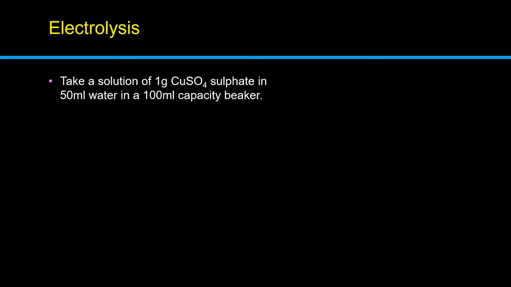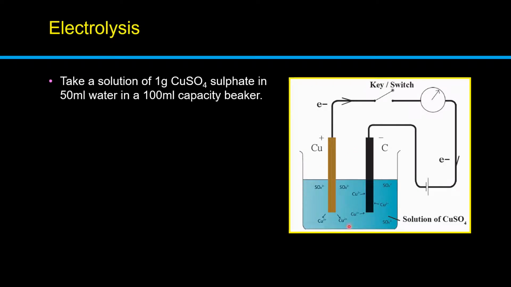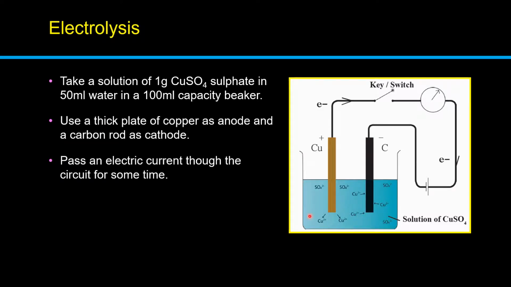Now, we are going to learn about electrolysis. Take a solution of 1 gram copper sulfate in 50 ml of water in a 100 ml capacity beaker. Use a thick plate of copper as an anode and a carbon rod as a cathode. Pass an electric current through the circuit for some time.